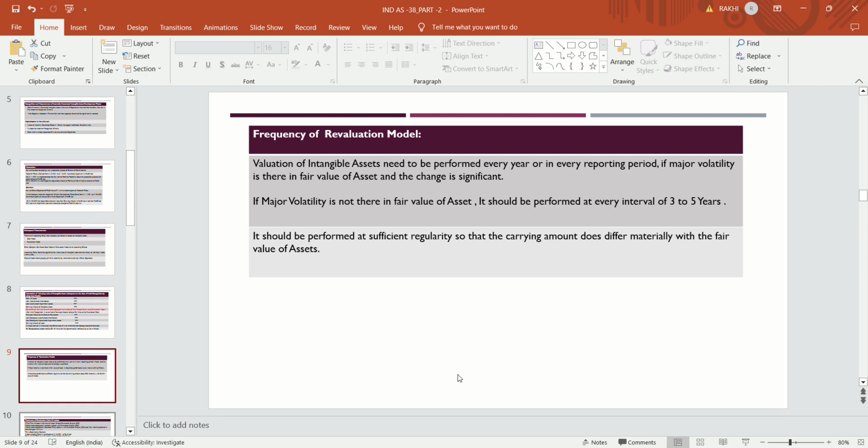It should be performed with sufficient regularity so that the carrying amount does not differ materially from the fair value of the asset. So the revaluation is to be performed in such a way that the carrying amount of the asset does not differ materially from the fair value of the asset. That's why the revaluation is done: if there is a major difference between the carrying value and fair value, revaluation is required in order to reduce that difference.